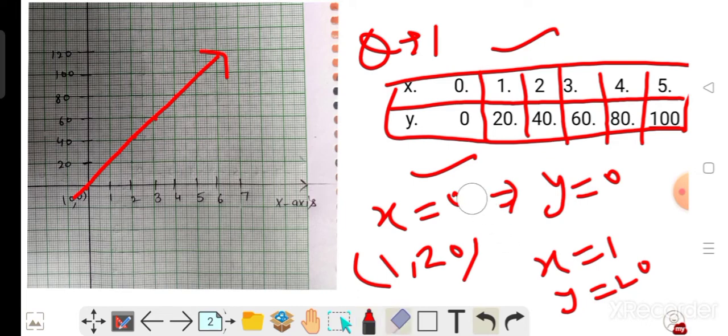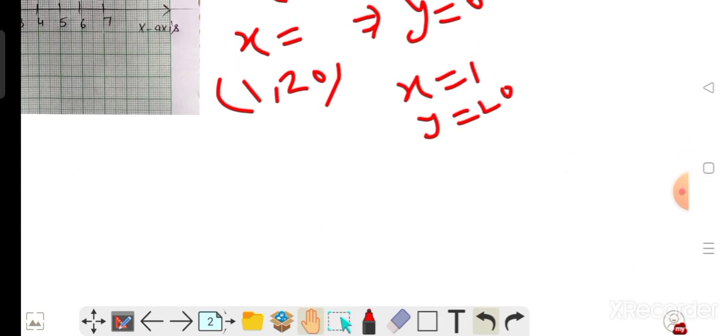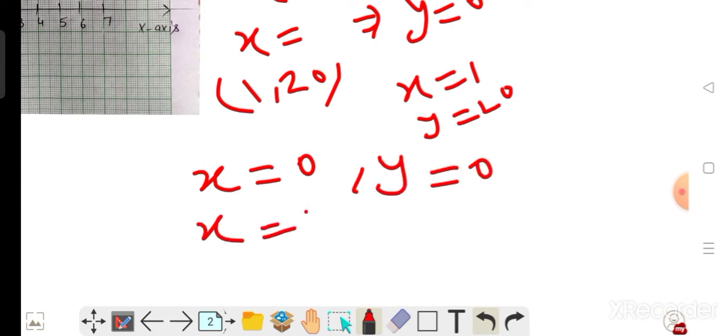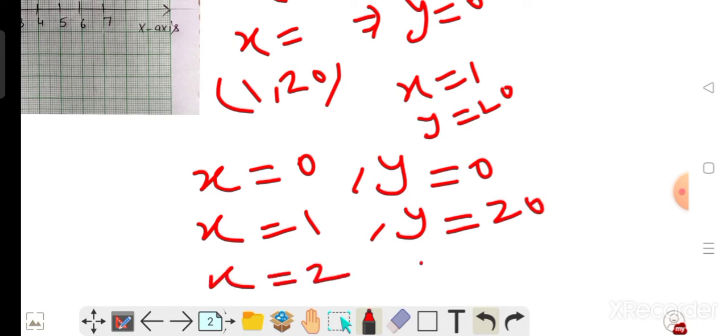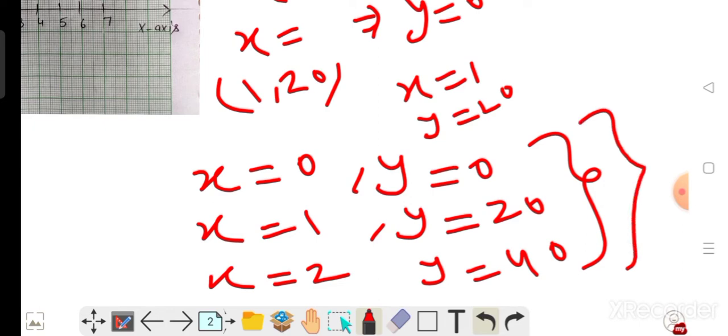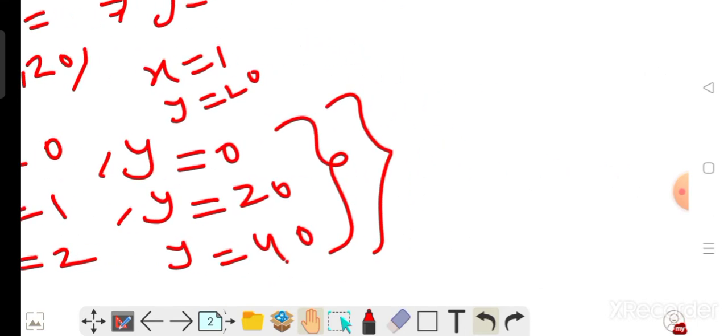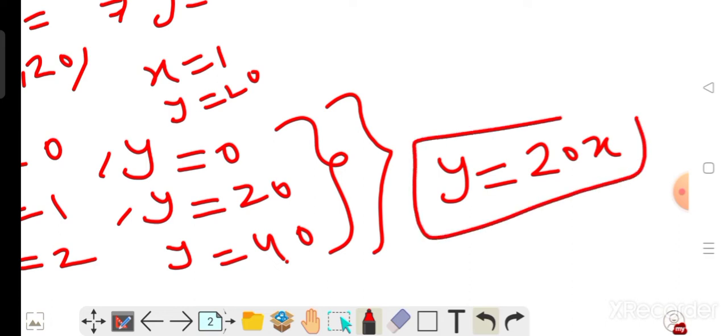Now as we observe from the data, when x is equal to 0, y is also equal to 0, x is equal to 1, y is equal to 20, x is equal to 2, y is equal to 40. From this we can say that y is a multiple of 20. Okay, so we can conclude from here that y is equal to 20x, because if we use this relation we can form the table by putting in the values.